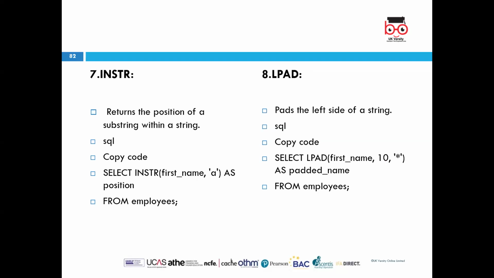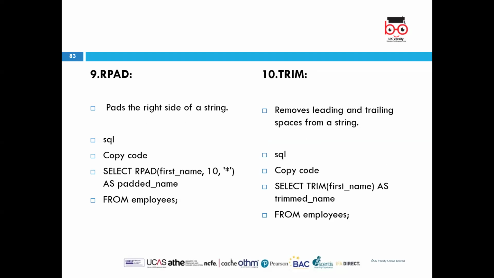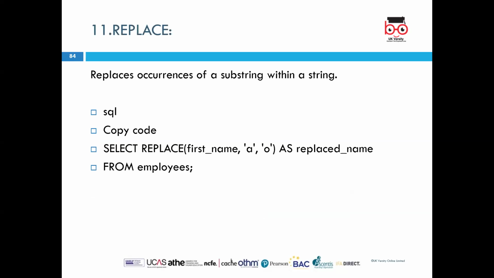Instr will return the position of a substring within a string, and LPAD pads the left side of a string. RPAD pads the right side of a string, and trim removes leading and trailing spaces from a string. Also, we can use replace, which replaces occurrences of a substring with another string.